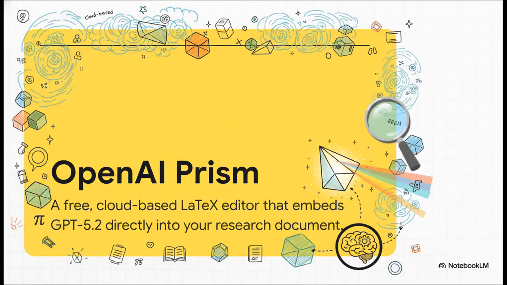Okay, so what is this thing exactly? Well, at its core, Prism is a free, cloud-based LaTeX editor. And if you're not familiar, that's basically the go-to tool for writing scientific papers with a lot of complex math. But here's the magic ingredient. It has GPT-5.2, that's OpenAI's top-tier reasoning model, built right into the document itself.